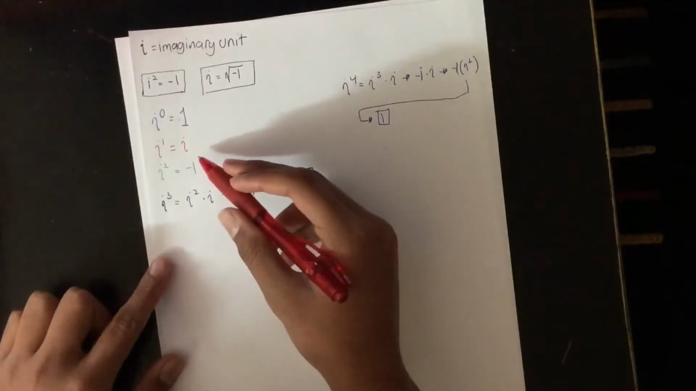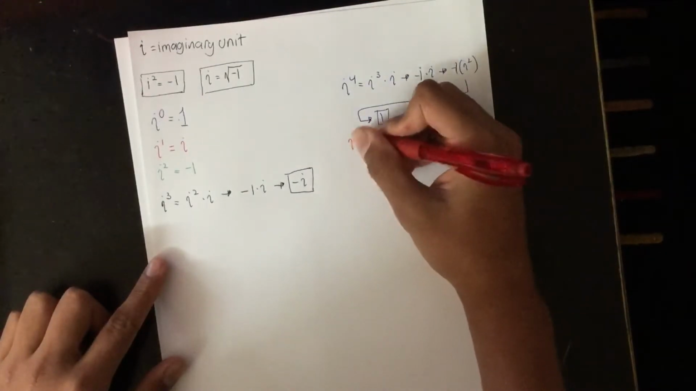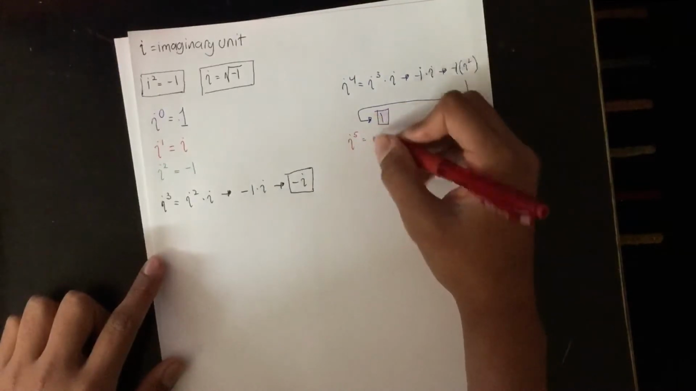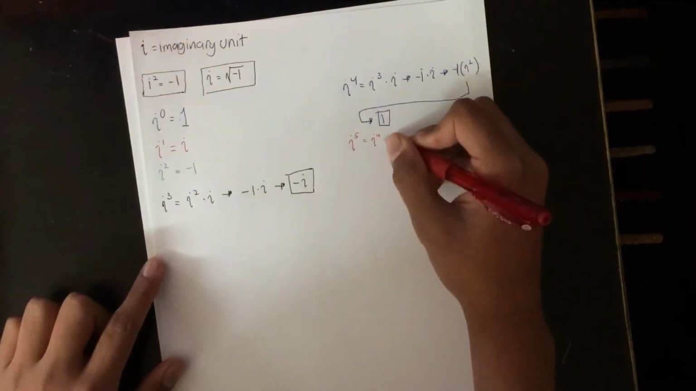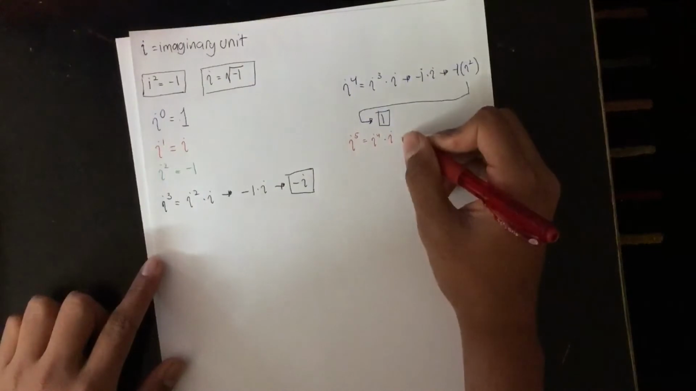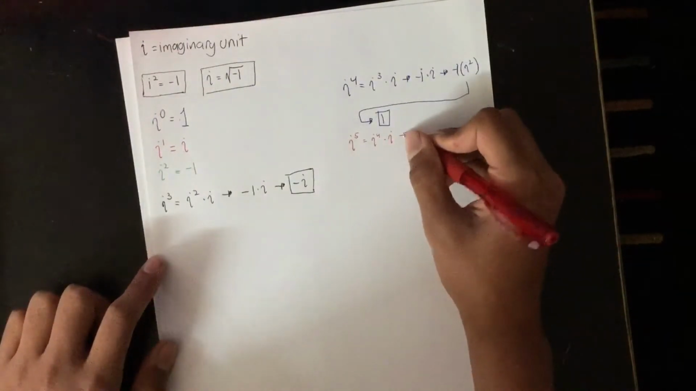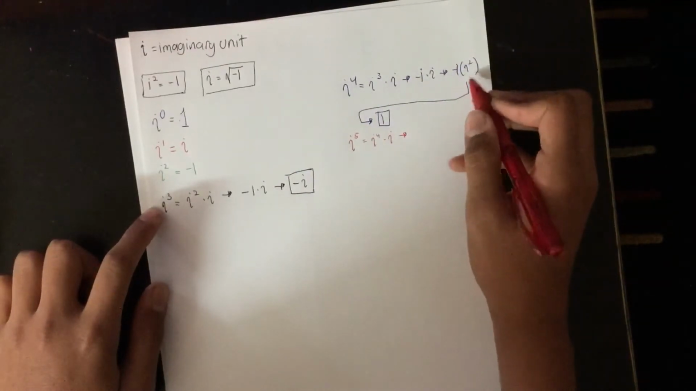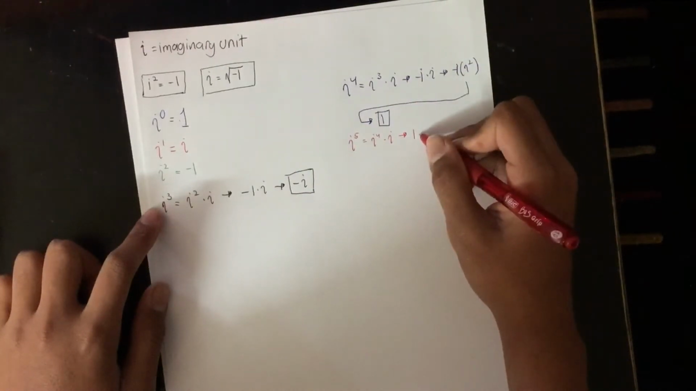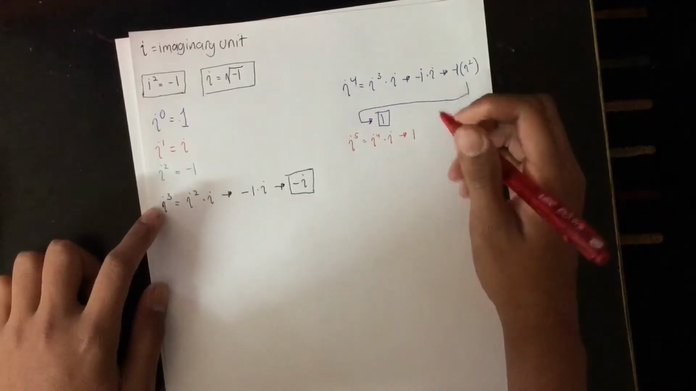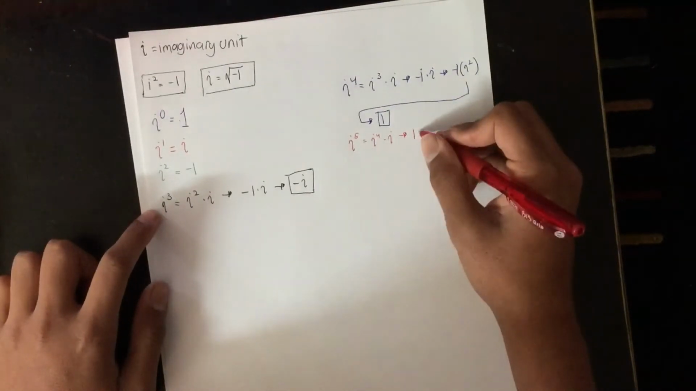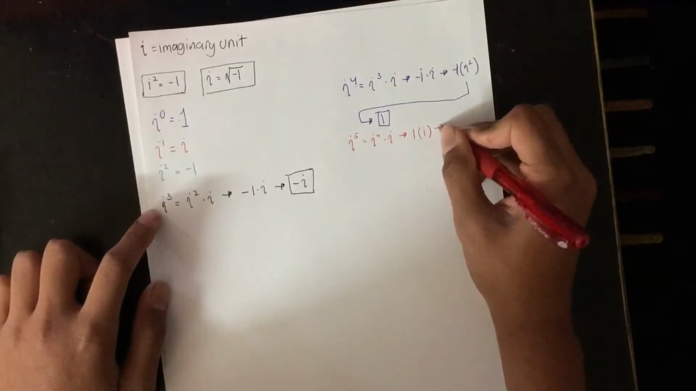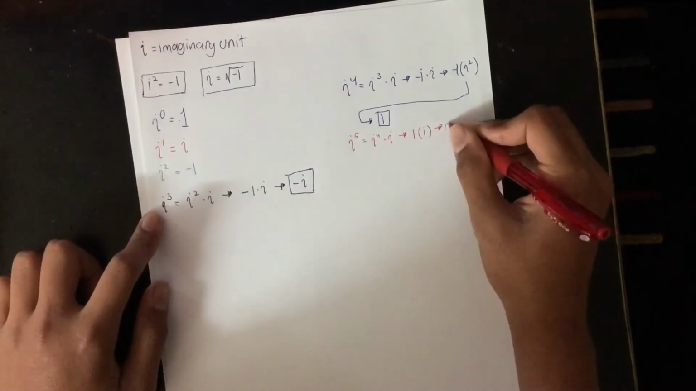Next is i to the power of 5. That's going to equal i to the power of 4 times i. It's going to be much easier now. i to the power of 4 is equal to 1, and it's multiplied by i. If you continue this and multiply i by 1, you basically get i.